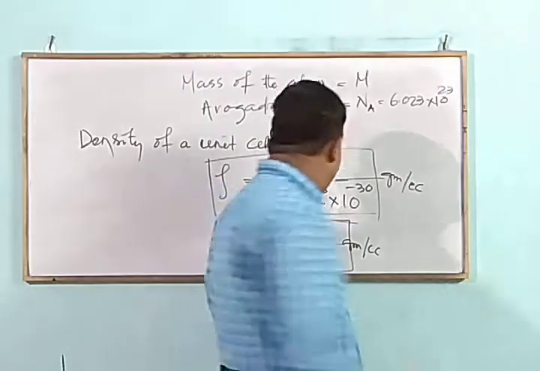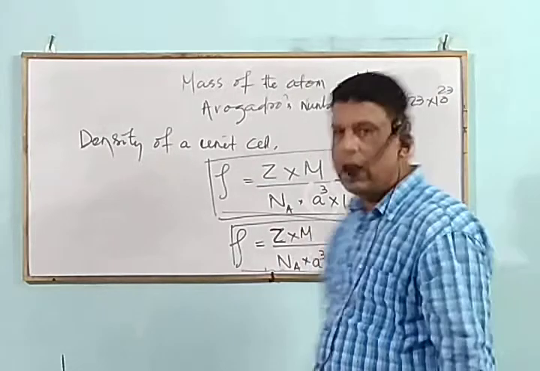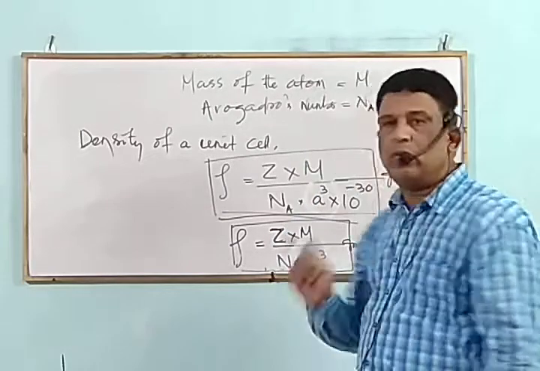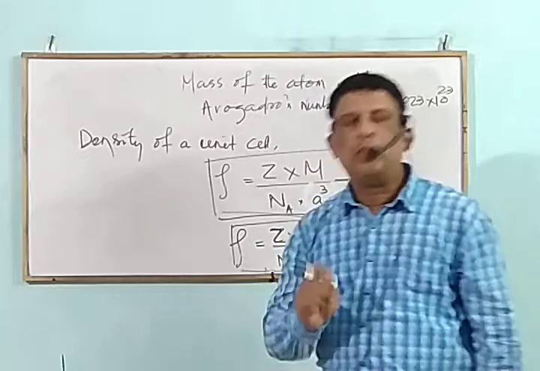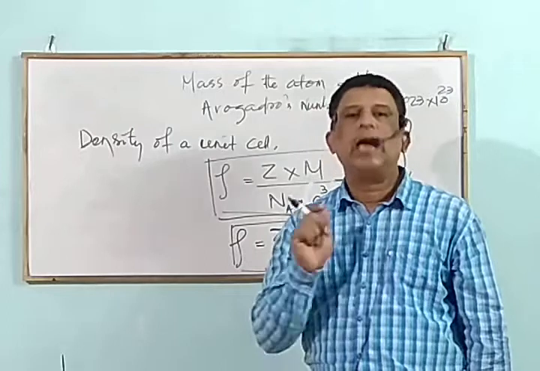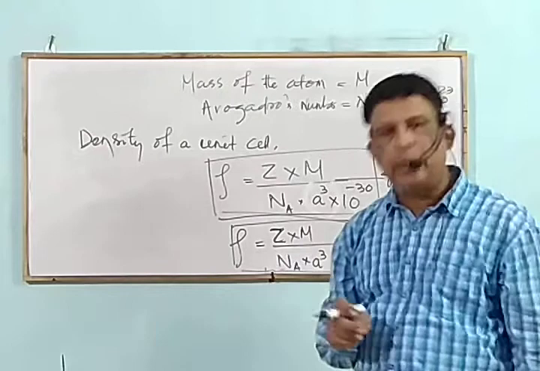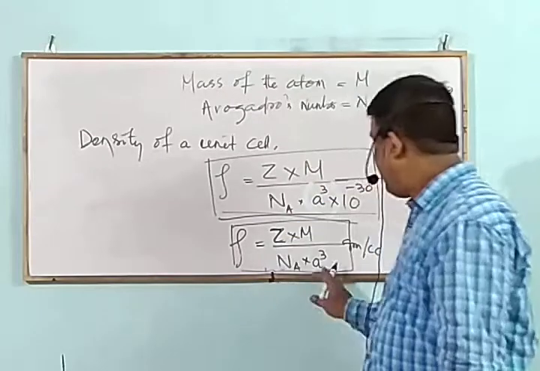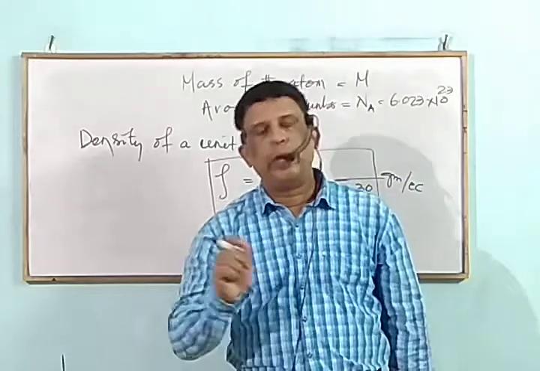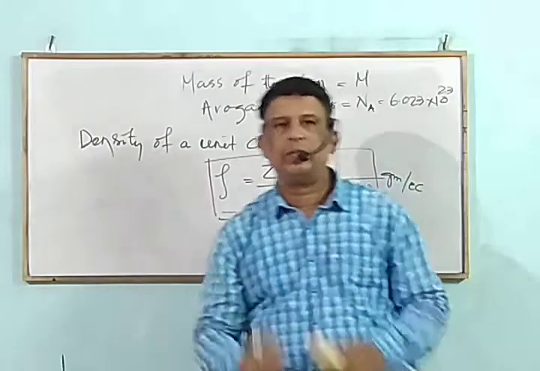Here M is known as the mass of the atom, Z is known as the constituent atoms present in the arrangement in a unit cell. It is 1 for simple cubic, 2 for BCC arrangement, and 4 for FCC, face-centered cubic arrangement. And Na or N0 is fixed, that is Avogadro number, and A is known as edge length. It is given in the question either in picometer or centimeter. Maximum time it is given in picometer.